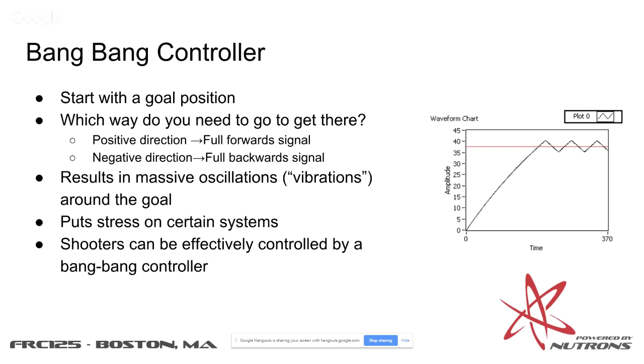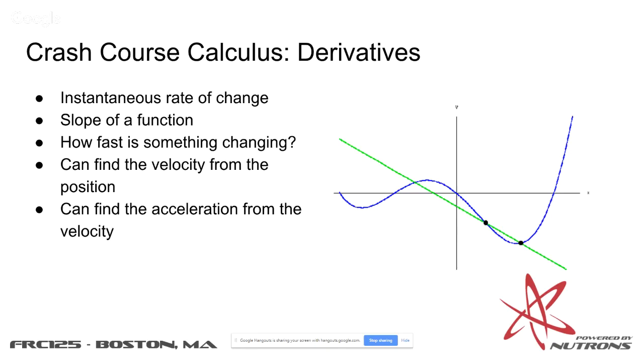This can put a lot of stress on certain systems, such as an elevator or a drivetrain, but for something like a shooter that barely adjusts, it can be effectively controlled using a bang-bang controller. But what we really want to do is calculus.